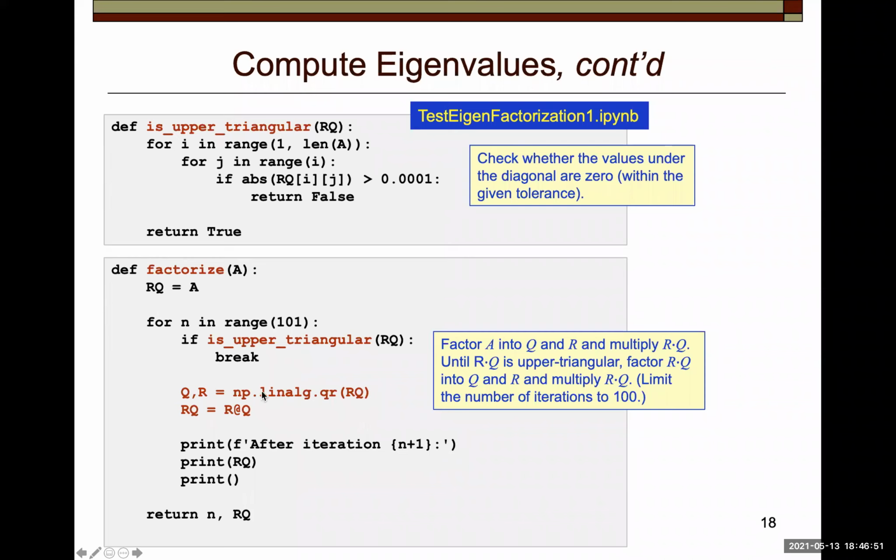So here I am factoring my matrix into Q and R. And then the new RQ is going to be R times Q. Then I loop again and check, is the new value of RQ upper triangular? If not, I do this again. And so I do this hopefully less than 100 times, and then we will finally get RQ to be upper triangular. So that's what we have here.